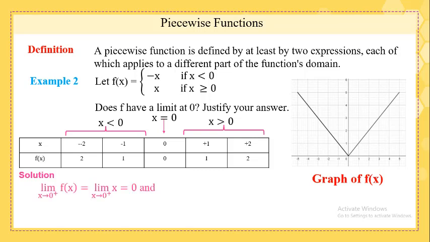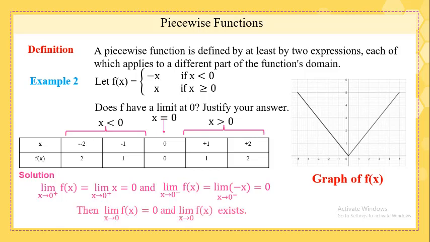the limit of f of x as x tends to 0 plus is 0, and the limit of f of x as x tends to 0 minus is 0. So the limit of f of x here as x tends to 0 is 0, having equal right and left limits at 0, so the limit of f of x as x tends to 0 exists.